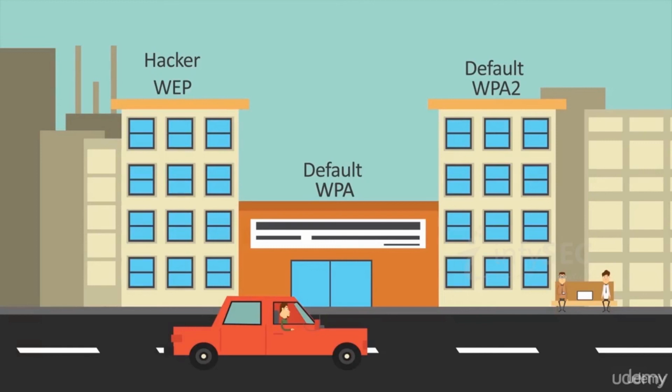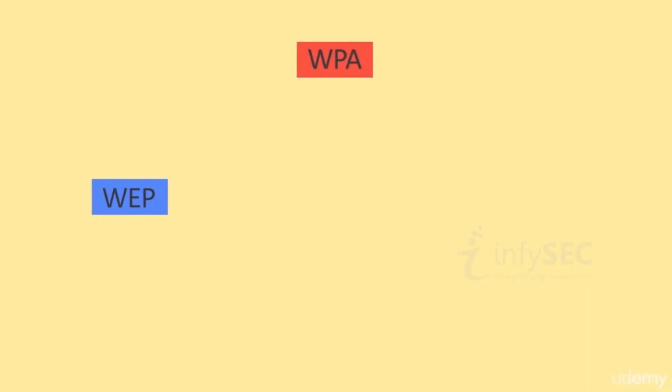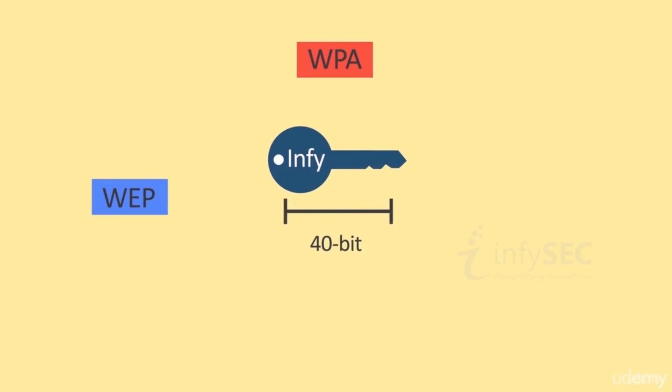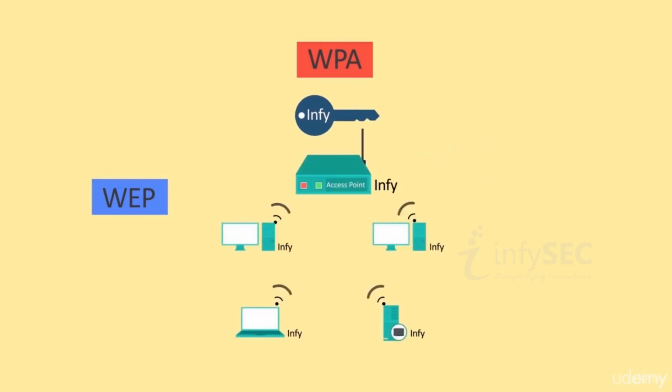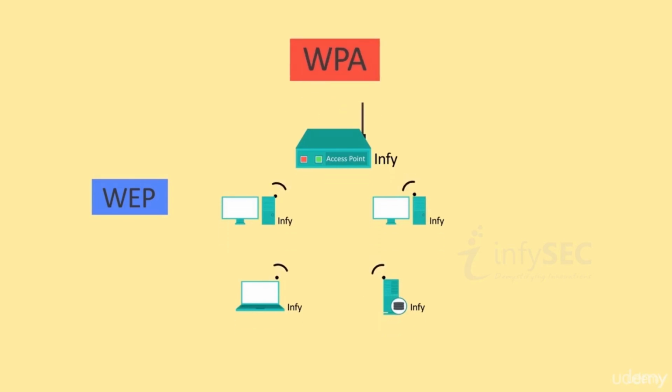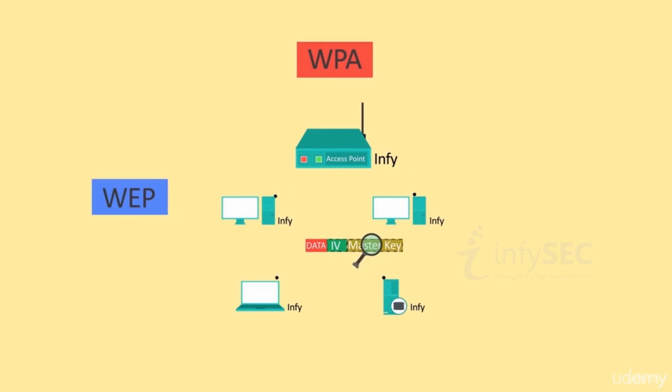The next encryption mechanism incorporated by this hotspot is WPA. What is WPA and how is it different from WEP? WEP uses a 40-bit or 104-bit encryption key, which does not change and needs to be manually entered at the access point and clients. To overcome this weakness, WPA came into existence. WEP generates a per-packet key by concatenating the IV directly with the passphrase or master key, which exposes the master key to attacks such as FMS and PTW attacks.